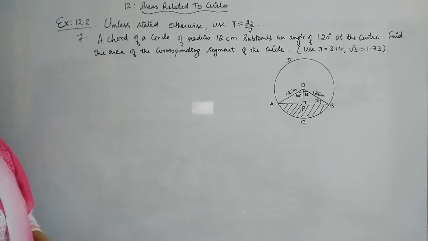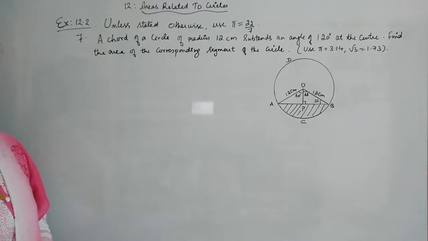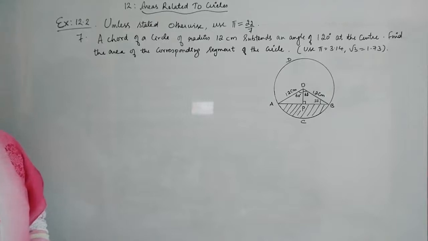Question number 7 is, a chord of a circle of radius 12 centimeter subtends an angle of 120 degree at the center. Find the area of the corresponding segment of the circle. And here also you have to use pi as 3.14 and root 3 as 1.73.